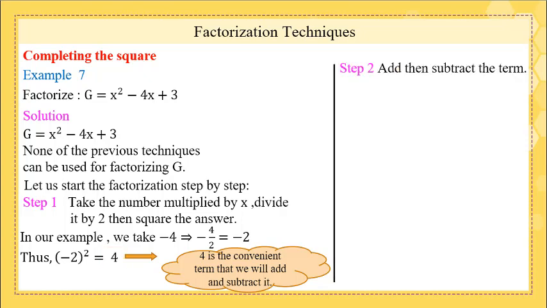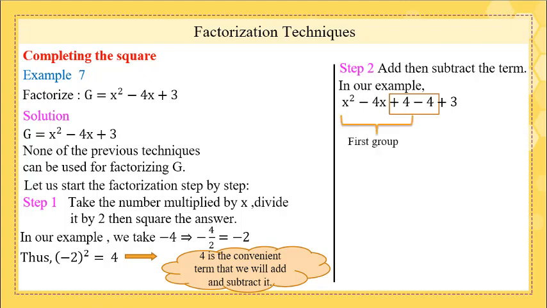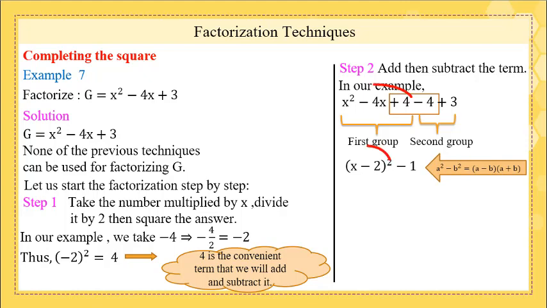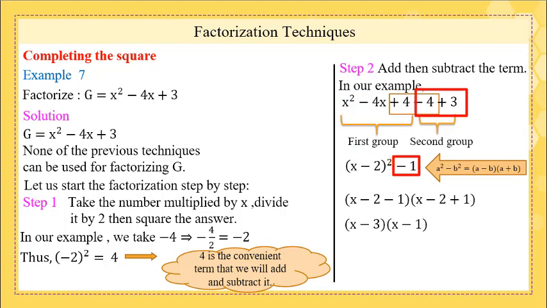Here's step 2. We write x squared minus 4x, then we add 4 and subtract 4, then we write plus 3. The first 3 terms are the first group, the last terms the second group. The first group we can write as (x minus 2) all squared, according to the identity. Minus 4 plus 3 equals minus 1. Then we can use the difference of 2 squares, the remarkable identity, to find (x minus 3) times (x minus 1).